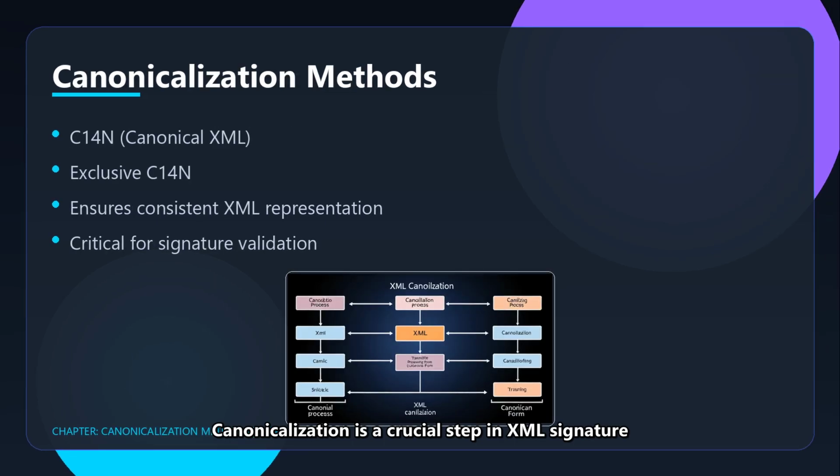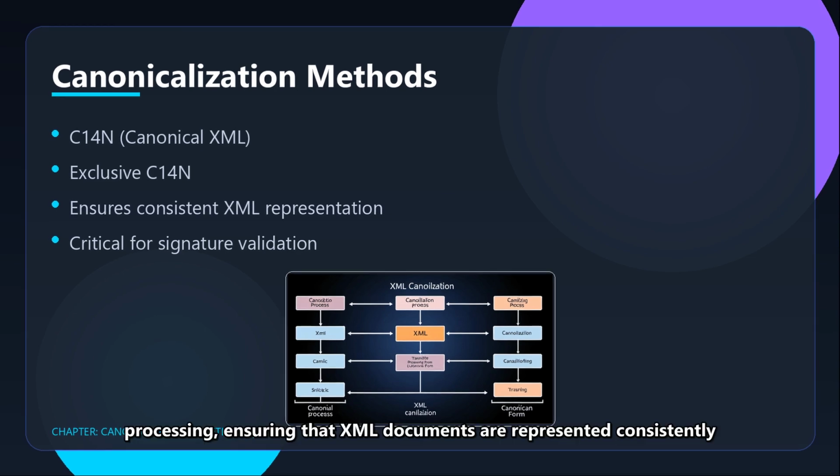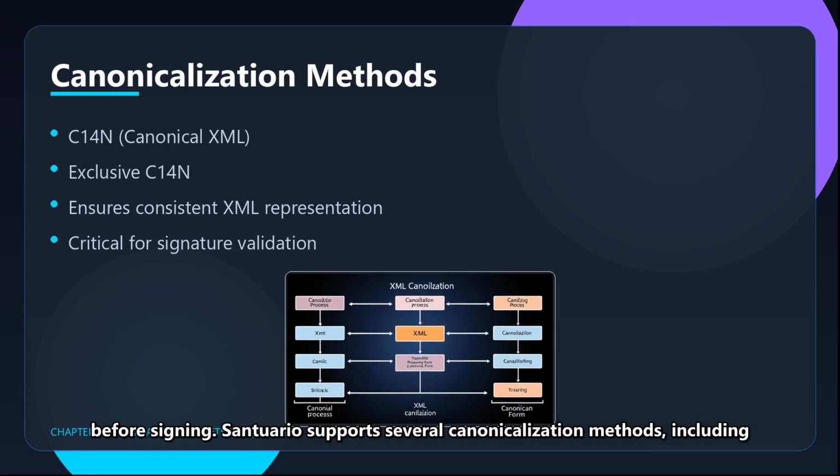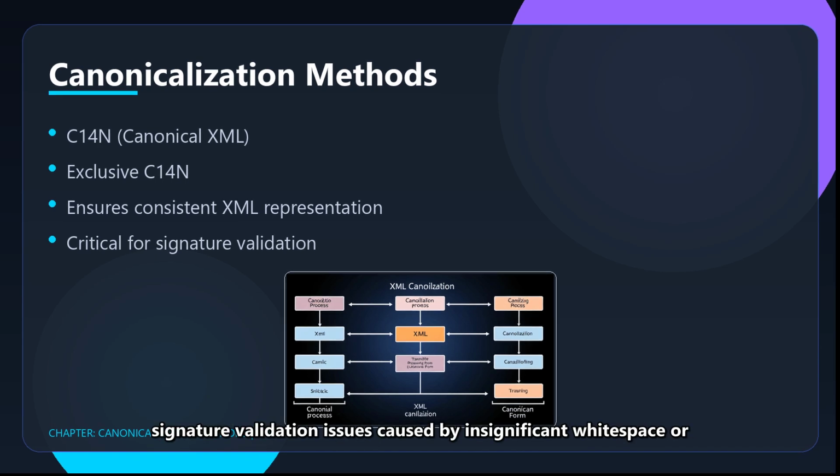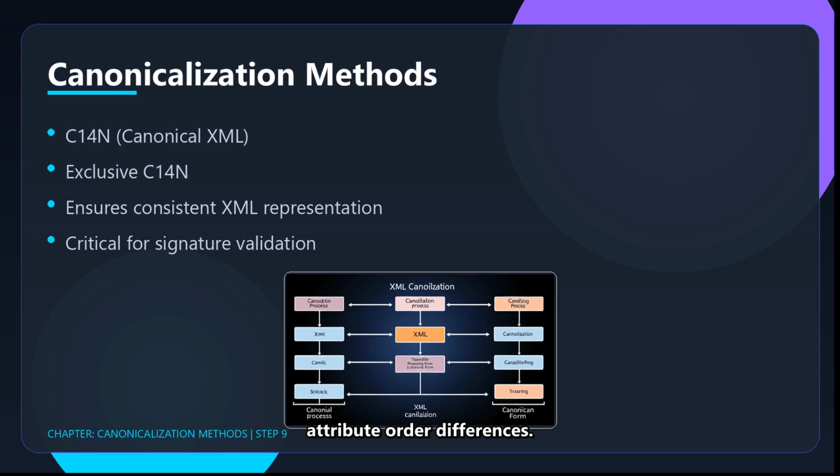Canonicalization is a crucial step in XML signature processing, ensuring that XML documents are represented consistently before signing. Santuario supports several canonicalization methods, including C14N and exclusive C14N, and these methods help prevent signature validation issues caused by insignificant whitespace or attribute order differences.